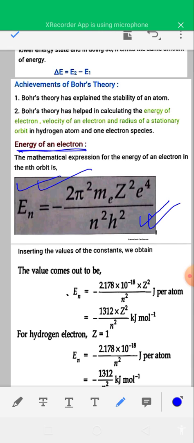And you know 2π, the mass of the electron m, the charge of the electron e, and the Planck constant h, all these quantities are constant values. The mass of the electron is 9.1 × 10⁻³¹ kg. Similarly, the charge of the electron is 1.6 × 10⁻¹⁹ coulomb. The Planck constant is 6.627 × 10⁻³⁴ joule second. So inserting the values of these constants, we obtain the value of En.